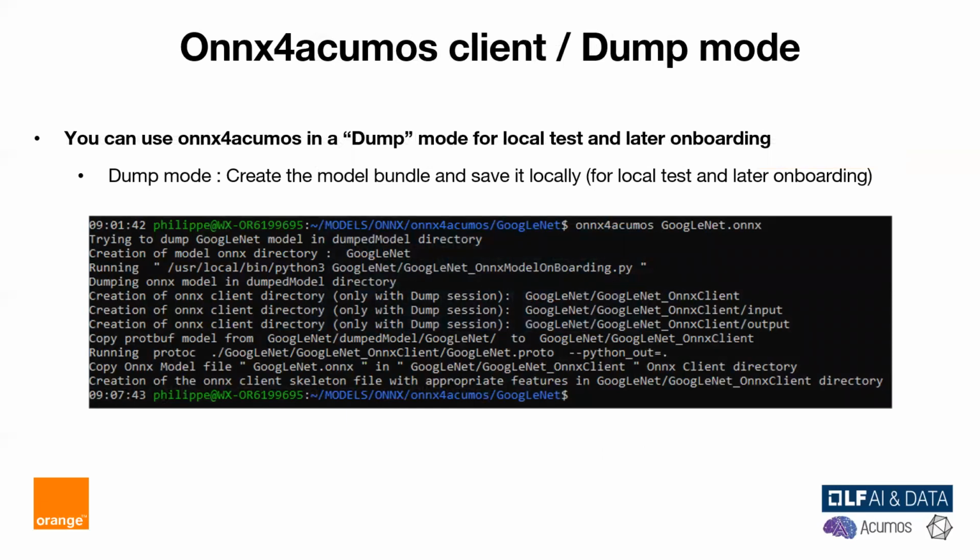So you can choose to use ONNX for Acumos in a dump mode. In that case, the model bundle is simply created and stored locally. You can use it later for Acumos onboarding if you want. And you can also use it to test your ONNX model locally. The command line is very simple. Just type ONNX for Acumos, followed by your model.onnx file.